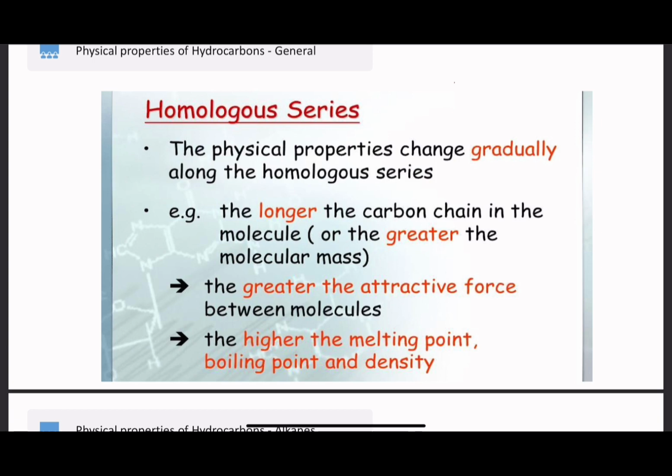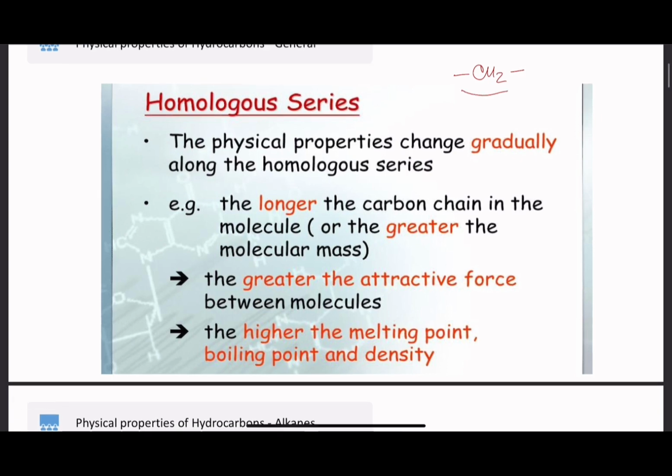You know that in the homolog series, the only difference is CH2, one carbon and two hydrogens. For example, if I had methane, which is CH4, and then I add one more CH2 group, it becomes C2H6, which is ethane. And then if I add one more CH2, it'll be C3H8, which is propane. So the only difference of adding CH2 makes them a homolog series.